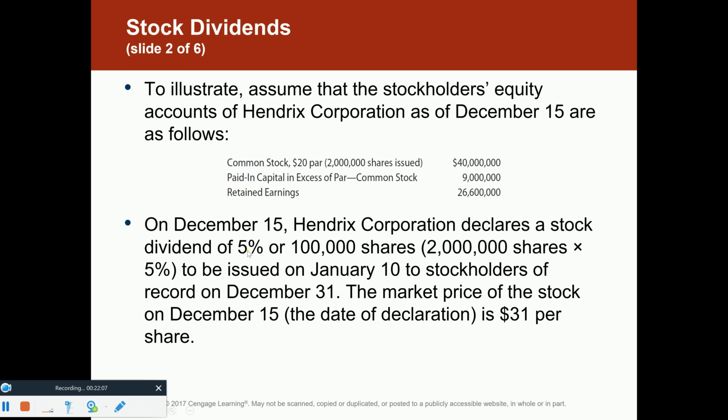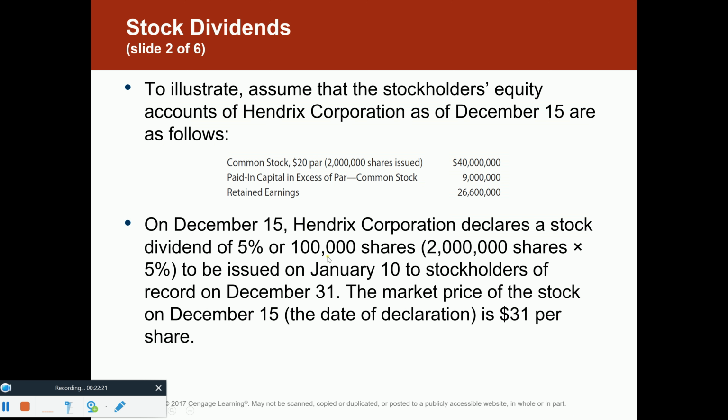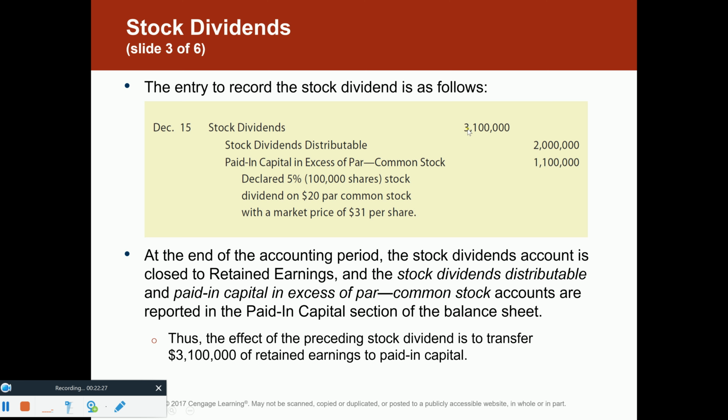I'm making a big deal about this because when a stock dividend is greater than 20%, we're not going to use the market price, but we're going to use the par value. That's not the case here. This is market. So if you take $31 times 100,000 shares, the stock dividend has a total worth of $3.1 million. But we're only going to credit common stock, or in this case, we didn't distribute them yet, so we have a temporary holding account called Stock Dividends Distributable.